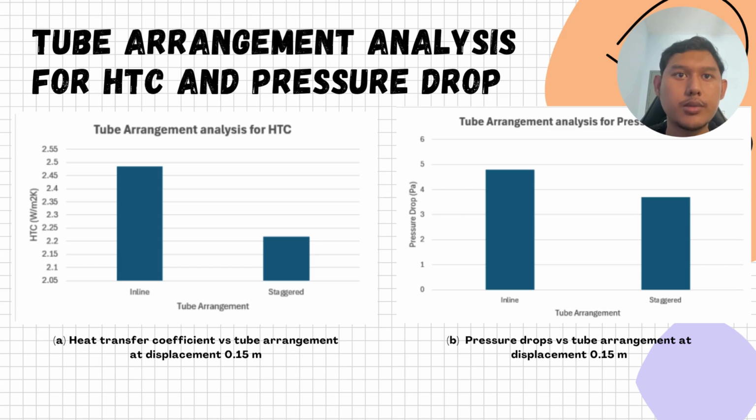This slide compares inline and staggered tube layouts. The staggered arrangement produces a higher heat transfer coefficient due to better airflow mixing. However, it also causes a higher pressure drop, which means more energy is needed to push air through. So it's a trade-off between performance and system efficiency.